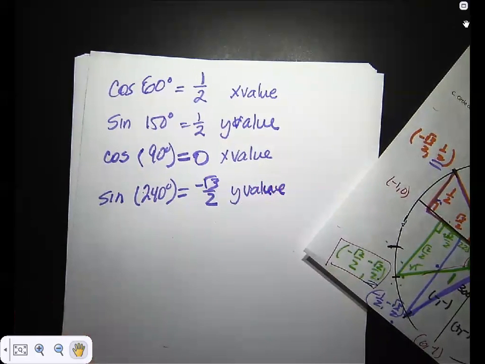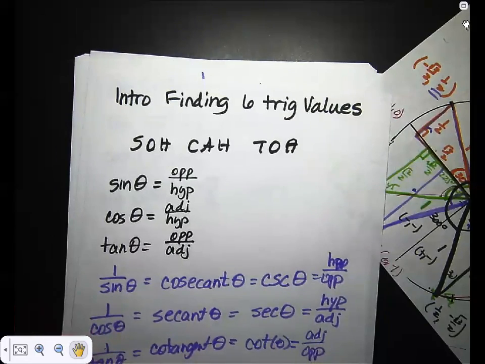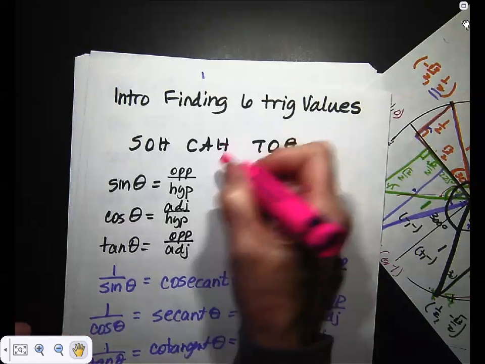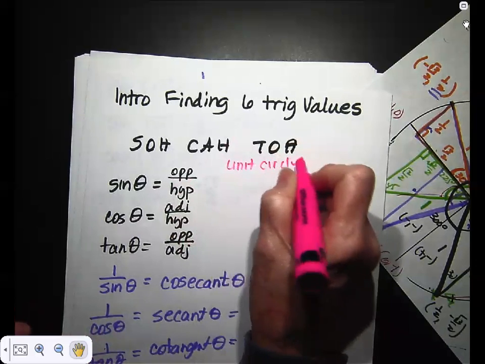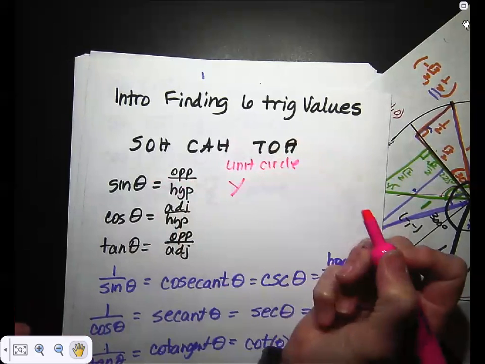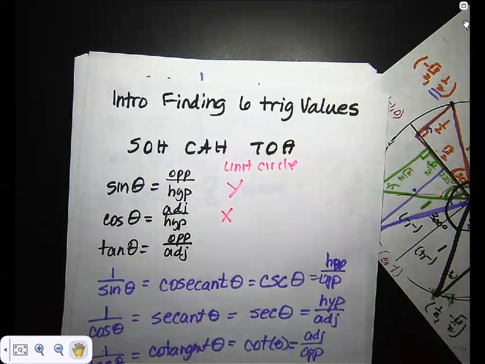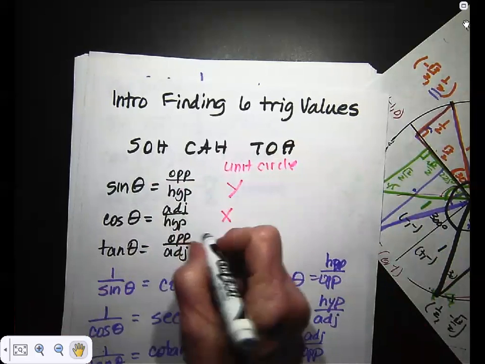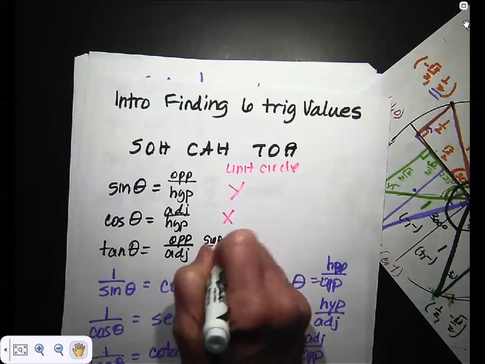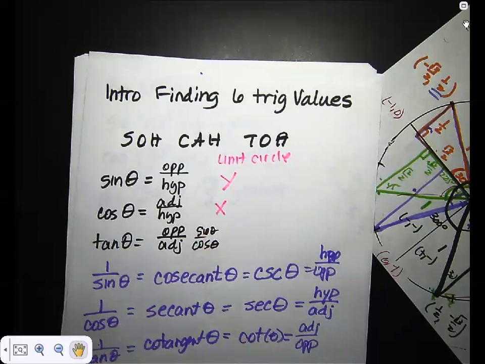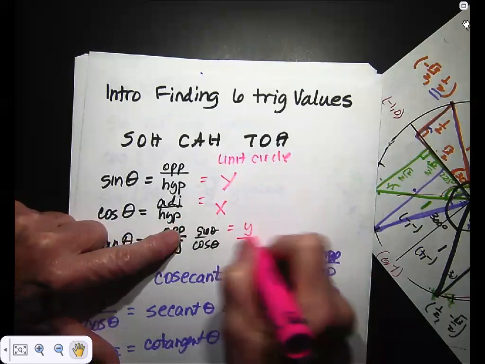So while I can use the opposite over hypotenuse, because I have a unit circle, I can replace the hypotenuse with 1. So if I have a unit circle, then the sine is going to be the y value. The cosine is going to be the x value. Now there is another way that I can write tangent: tangent is sine over cosine. And if I use that method, since sine is y, then I can evaluate this one as y divided by x.